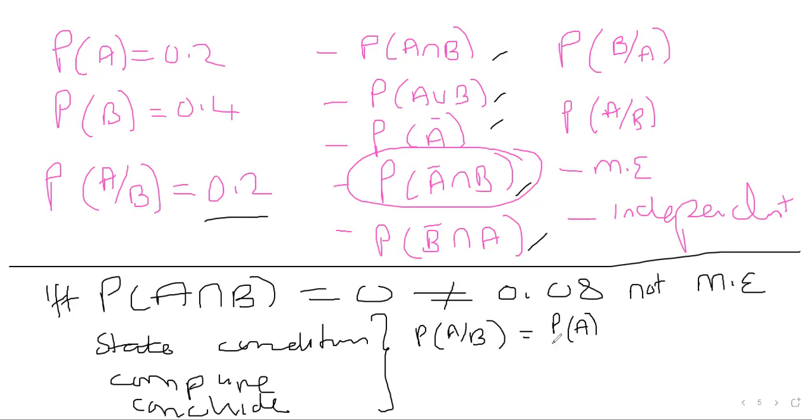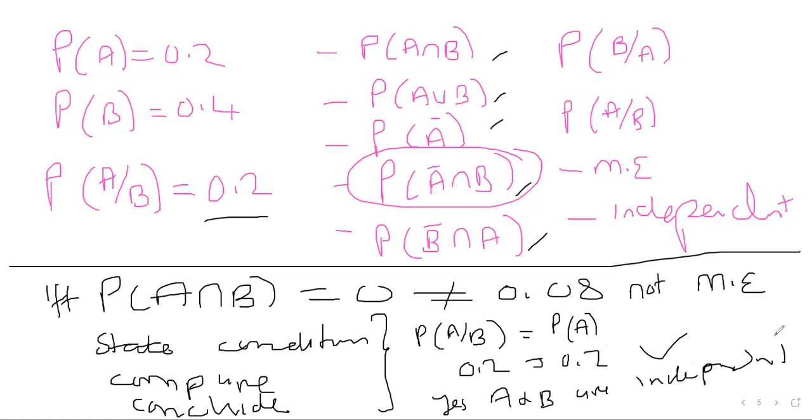So state the condition. Number one. Number two, compare the figures. What is our A given B? 0.2. And what was our A? It was also 0.2. Are they the same? Yes. So what is our conclusion? Yes, they are independent. A and B are independent. So this is how you get your marks, by understanding these axioms. And these axioms are very important everywhere because they guide you at every stage.